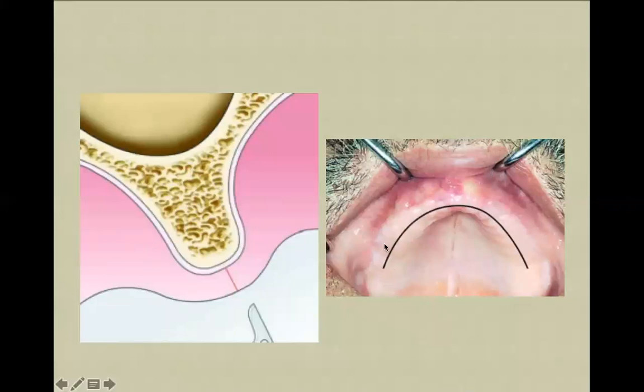Next, you're doing your incision, and it's very important to understand that your incision should be done just within the mid-center of the alveolar crest.